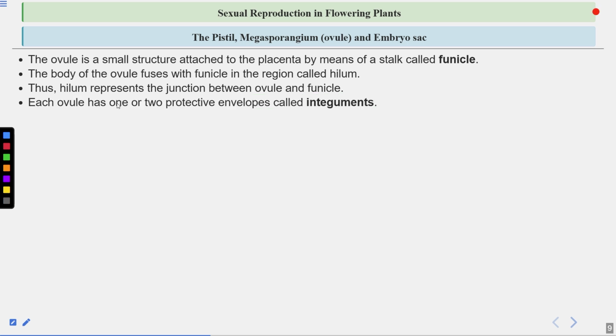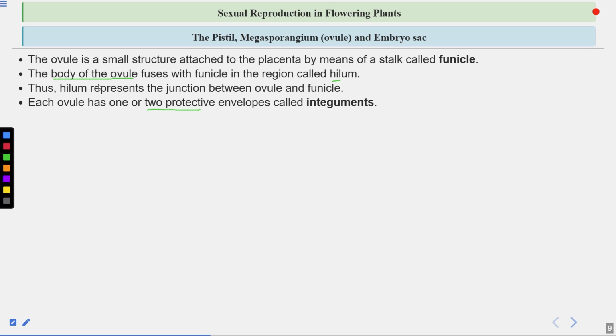Now, each ovule has one or two protective envelopes. Now, we are talking about the body of the ovule. The stalk-like structure is called the funicle. We have already discussed it. The point of attachment is called the hilum. We have discussed that. Now again, we are talking about the body of the ovule.